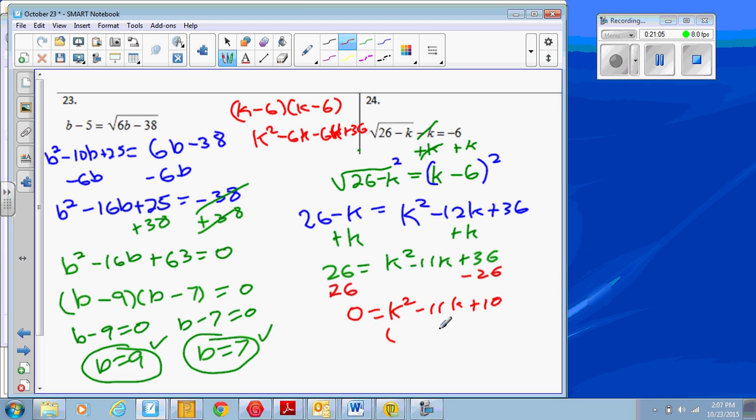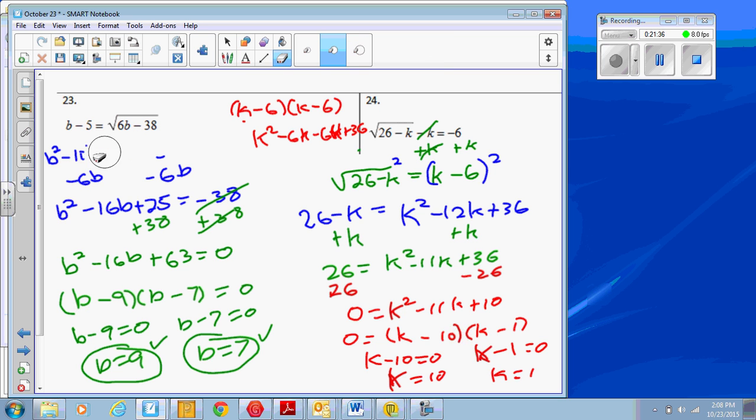And factoring this now, k and k, and I multiply to 10 and add to 11. That's 10 and 1. And they're both negatives. Equals 0. So either k minus 10 equals 0, in which case k equals 10, or k minus 1 equals 0, in which case k equals 1. And now I'm going to check both of those. I'm going to erase this other side over here because we don't need this anymore. We already have that.